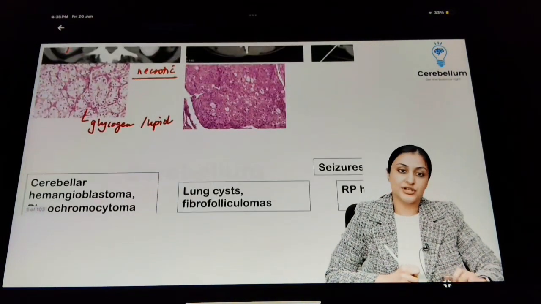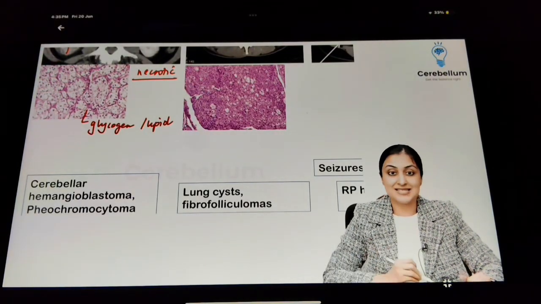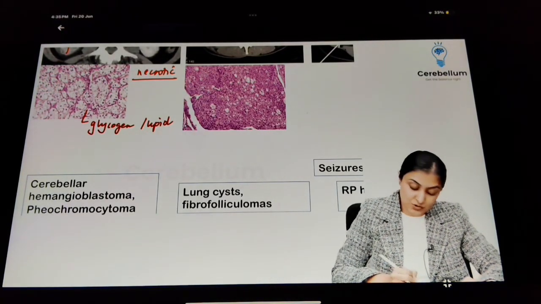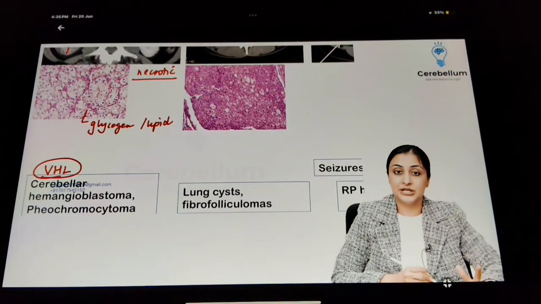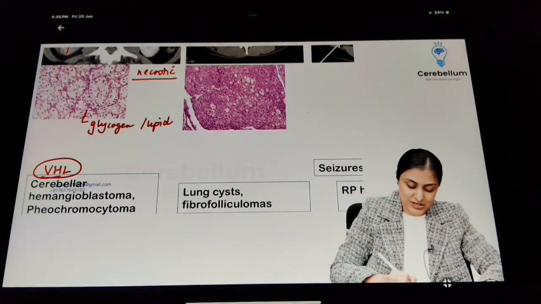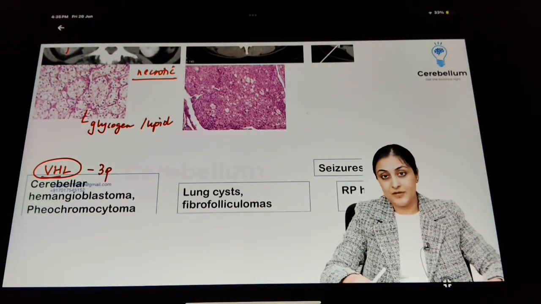Clear cell RCC is associated with a syndrome. Can you name the syndrome? If I tell you this patient has cerebellar hemangioblastoma, pheochromocytoma, what is this syndrome? This is VHL, Von Hippel-Lindau: clear cell RCC, hemangioblastoma, pheochromocytoma, three letters of VHL, chromosome 3p. So that's clear cell RCC.